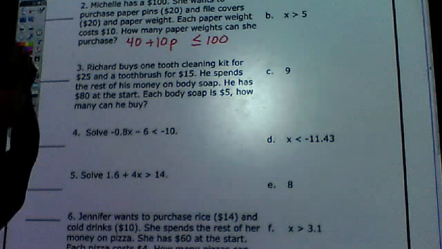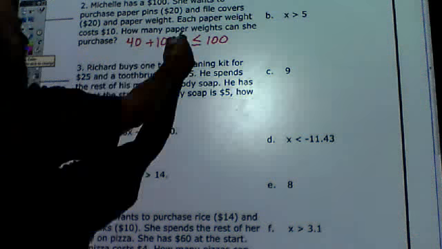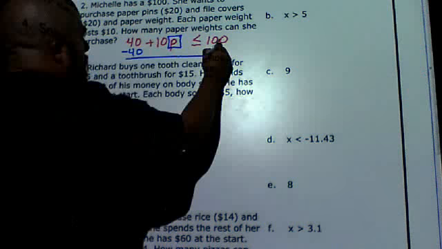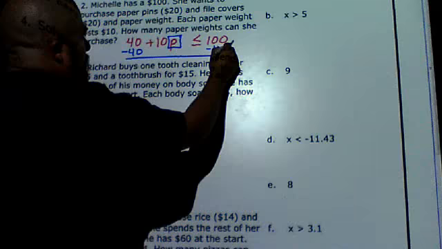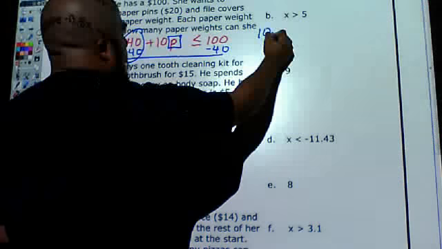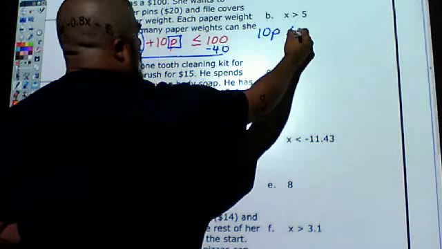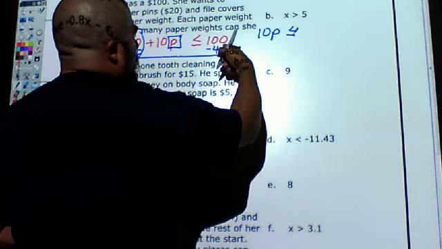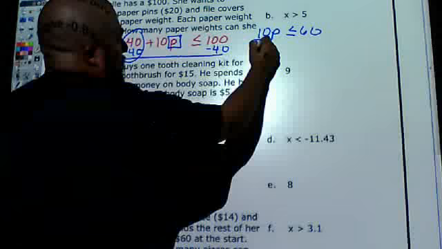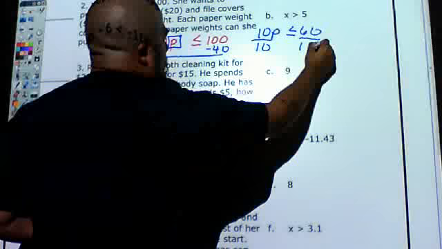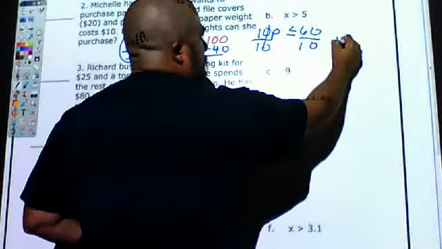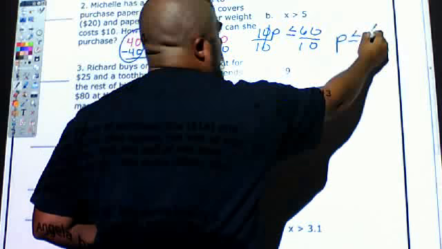So again, I form my inequality. I box it in, subtract 40 from both sides. And I'm going to do my work right here. 0 pair, 10p, less than or equal to, this becomes 60. Divide by 10, and I will scoot this way. P less than or equal to 6.